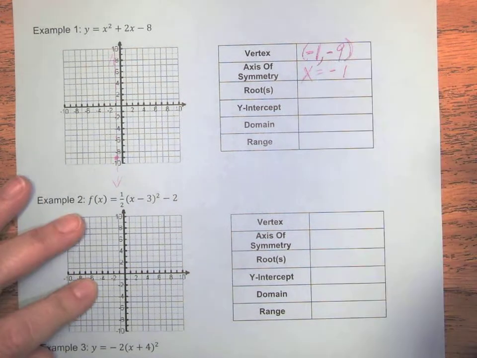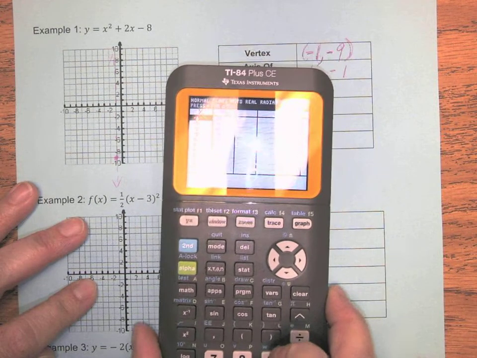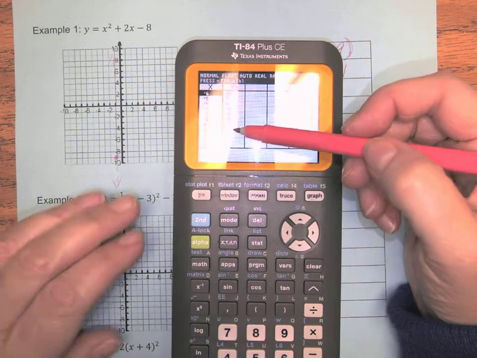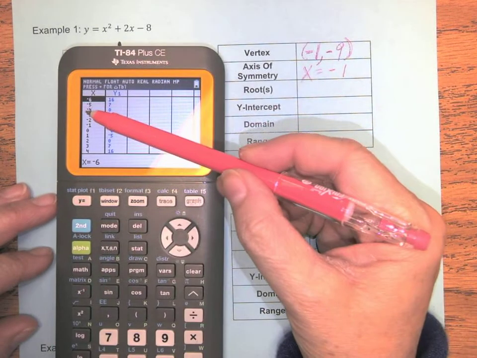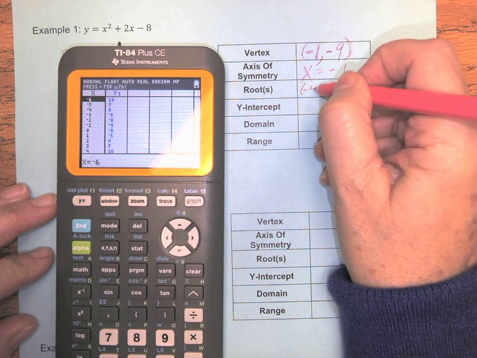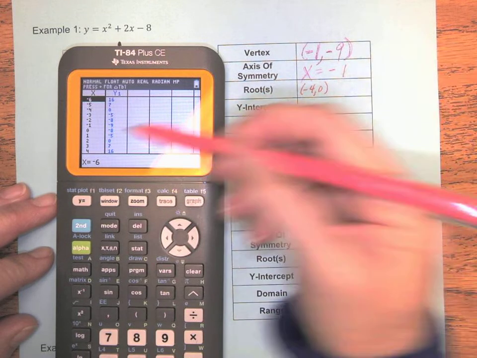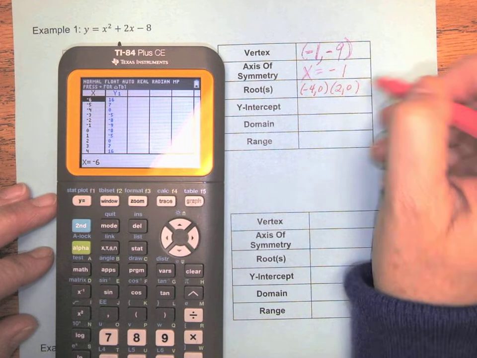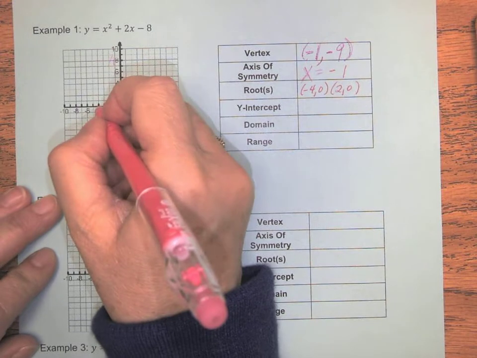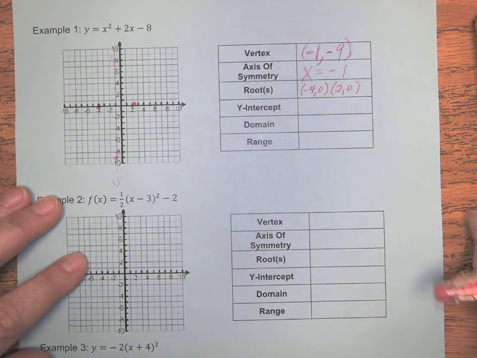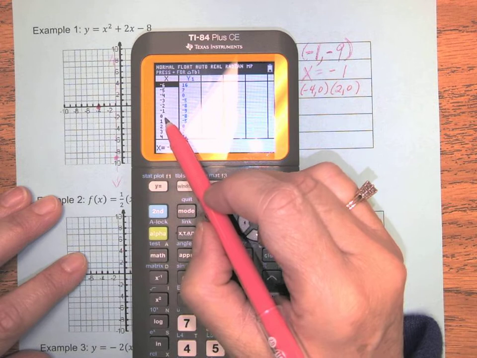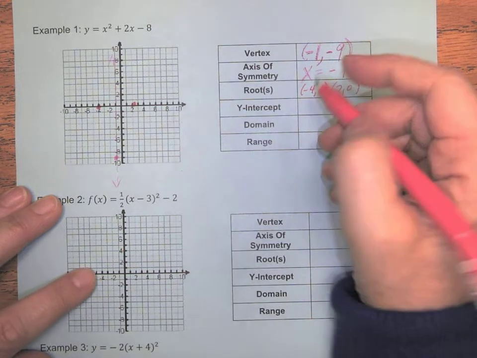Your roots. Your roots are where y is 0. So I see 2. Let me put it over here. -4, 0. And where's the other one? 2, 0. We find them in our table and we graph them. -4, 0, 2, 0. What's your y-intercept? It's where x is 0. Your y-intercept is 0, -8.